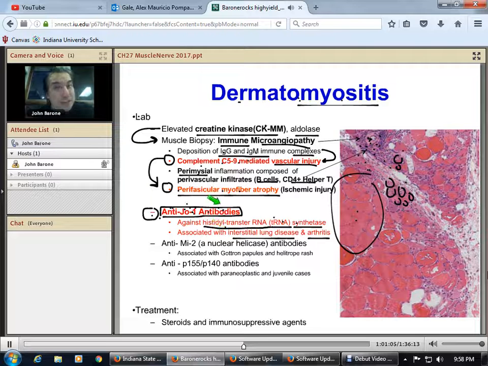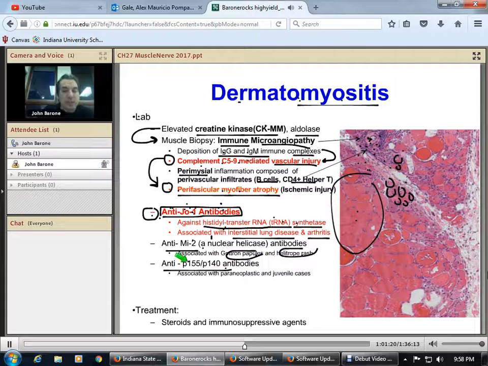And remember, she's a singer. So shortness of breath. Singer, shortness of breath. Short of breath. Anti-Jo1. Cool. Now you can also see other antibodies as well, but I've never seen them asked on the exam. So there's other ones here associated.